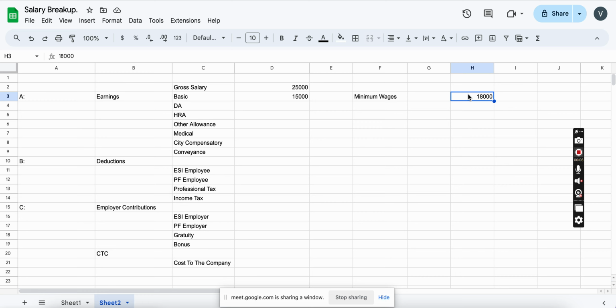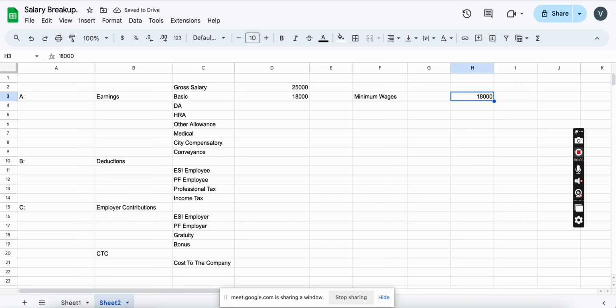That's the government rule. Government says that there is a minimum wage that we have defined, and there is also another rule as per labor law that it should be 60% of basic and gross salary. So out of which one is higher, you have to consider that. So now I cannot keep it as 15,000, I have to keep it as 18,000 because minimum wages is higher.